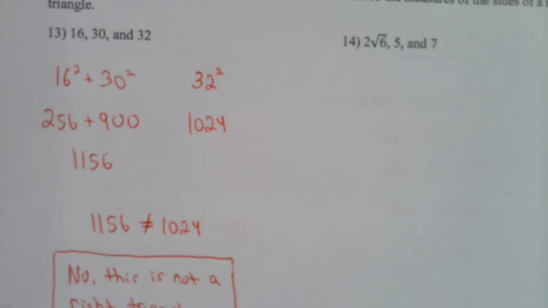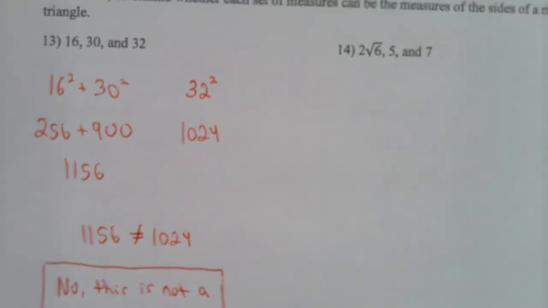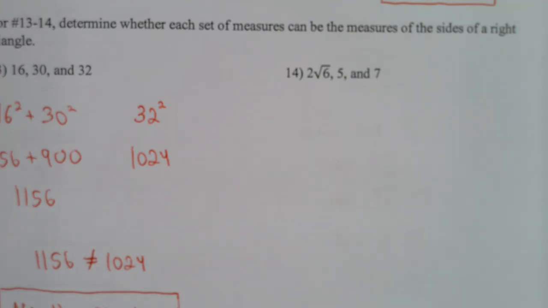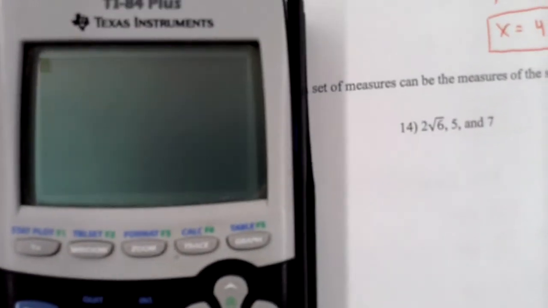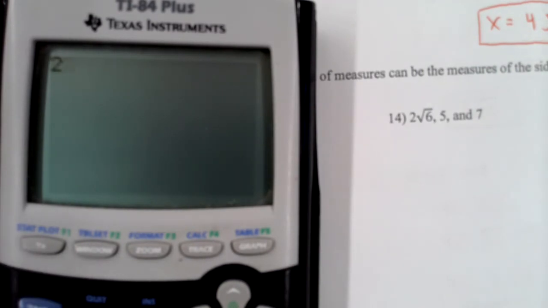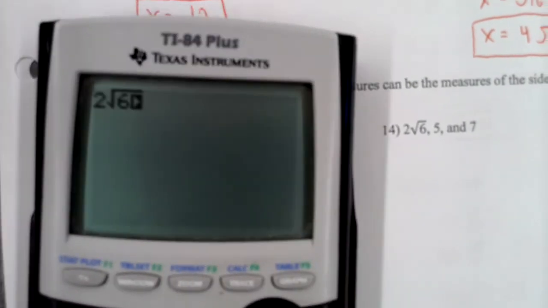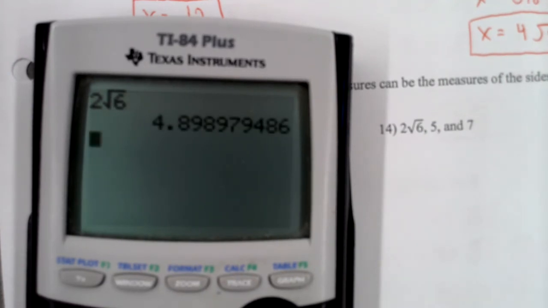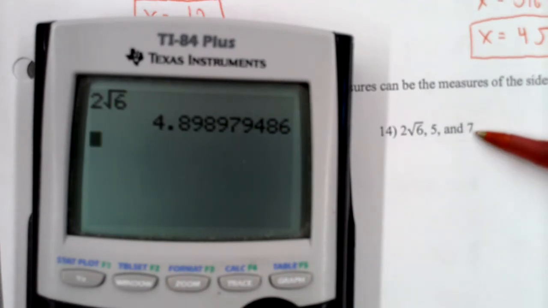All right, now this last one here. So again, you have to take the two smallest sides, square them, and add them together. And for this one, you might not know which one of those is the biggest side. So here's what I want you to do. Go in your calculator, type 2 times the square root of 6, and get a decimal. That way you can see which side is the biggest side. 2 times the square root of 6 is 4.898979486. So the biggest side is 7.